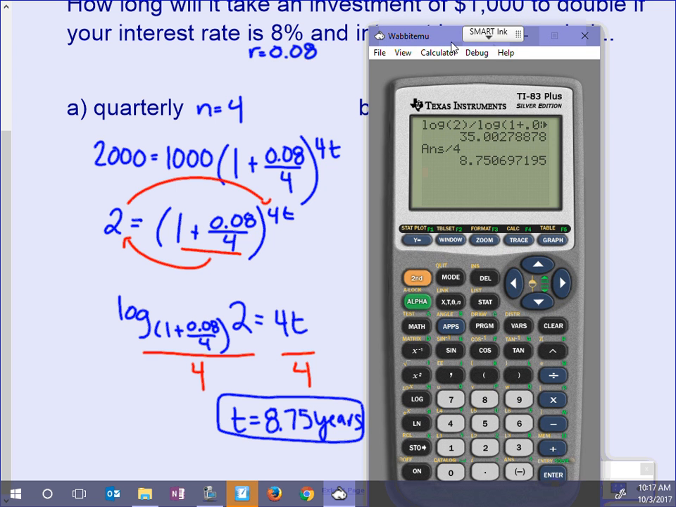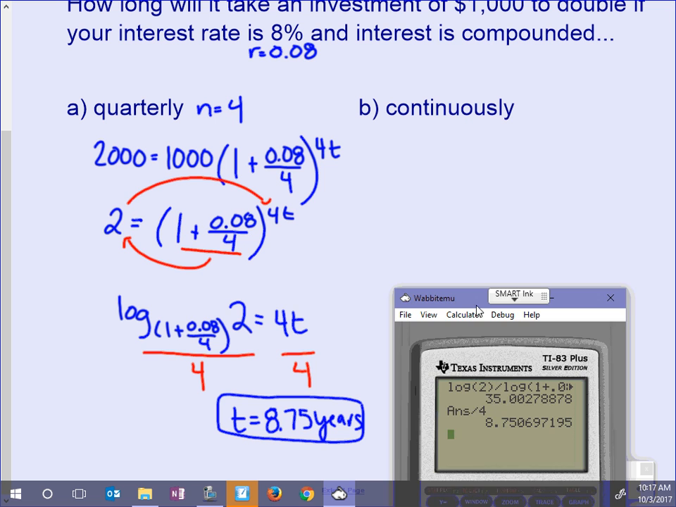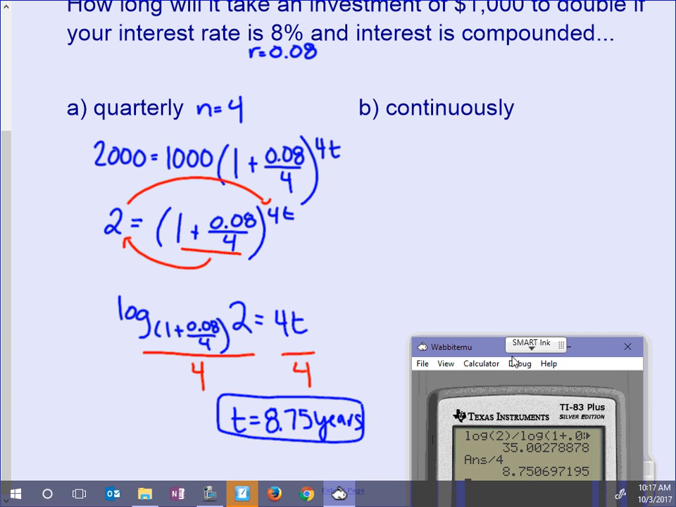What would change for part B? Use the continuous compound equation, which is PERT. It'll be a little bit nicer. 2,000 equals 1,000 times e to the 0.08t. But you're basically going to follow through with the same steps, right? You need to isolate the base and the exponent. That's e to the 0.08t. So divide by 1,000. 2 equals e to the 0.08t.